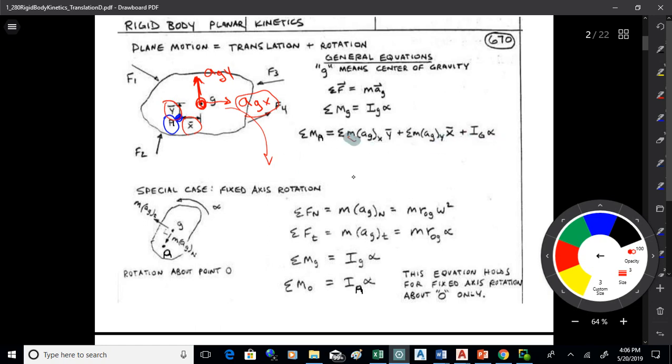And this accounts for the fact that if you're taking a moment about a point other than the center of gravity, you have to account for the MA effects on that center of gravity plus an offset distance to create an inertial moment. So the x acceleration of the center of gravity has a y bar distance that it's multiplied by, that creates a moment, okay? And the y acceleration of the center of gravity has an x bar moment arm, okay?